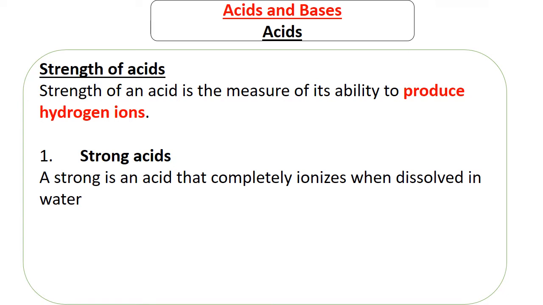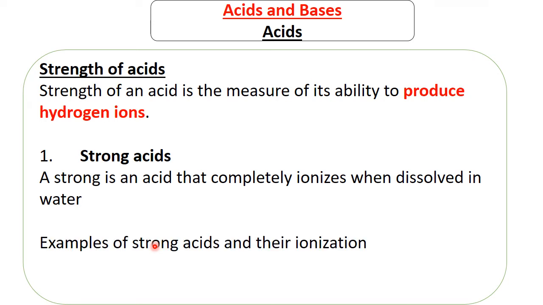So another type of acid, supposed to be two here, sorry, is the strong acids, which I already mentioned. A strong acid is an acid that completely ionizes when dissolved in water. So a strong acid, you put it in water, it completely ionizes. You cannot combine the ions that are produced to get back the original acid. Examples of strong acids and their ionization, maybe we just look at one.